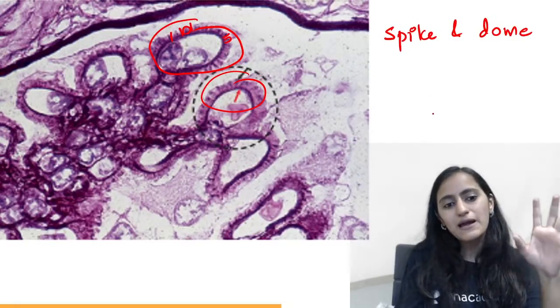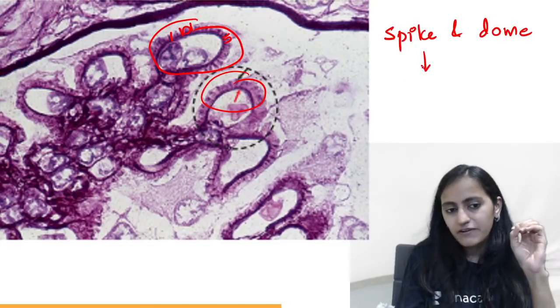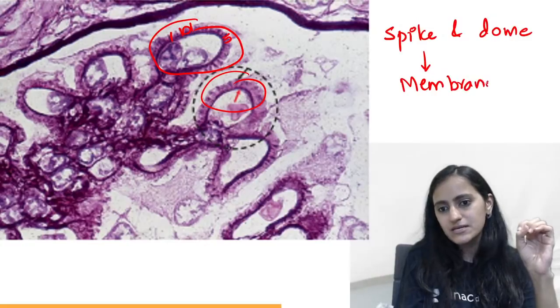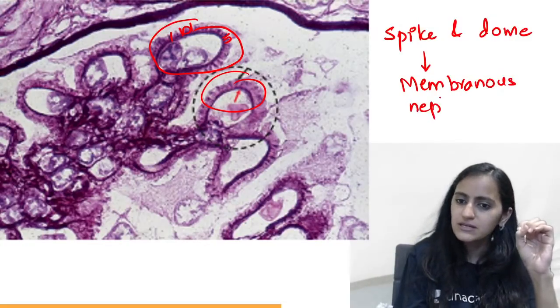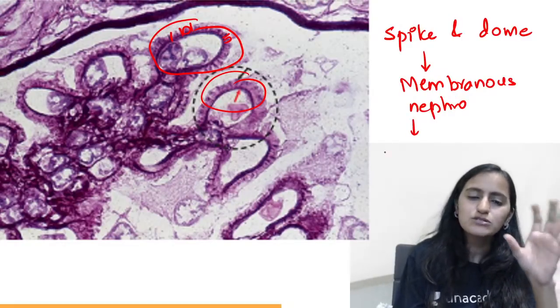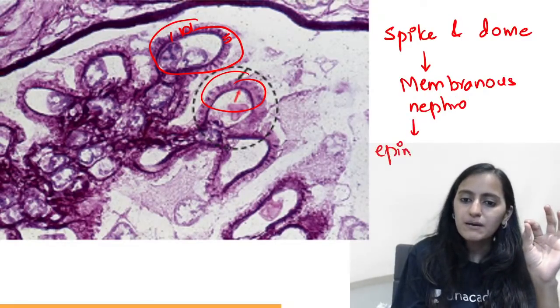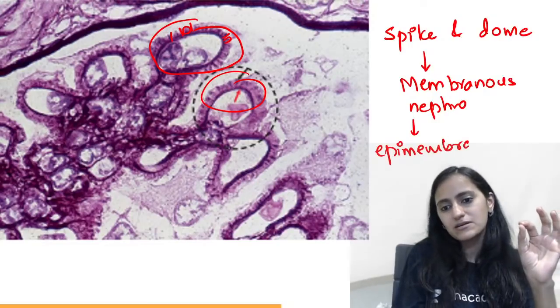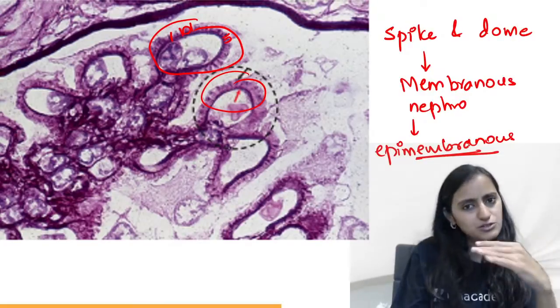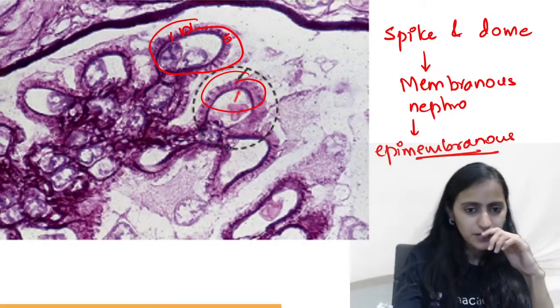Where do we see the spike and dome pattern? Membranous nephropathy, right? Membranous nephropathy, a common cause of nephrotic syndrome in adults. It shows what deposits? Epimembranous or subepithelial deposits, right? Membranous shows epimembranous deposits, okay?